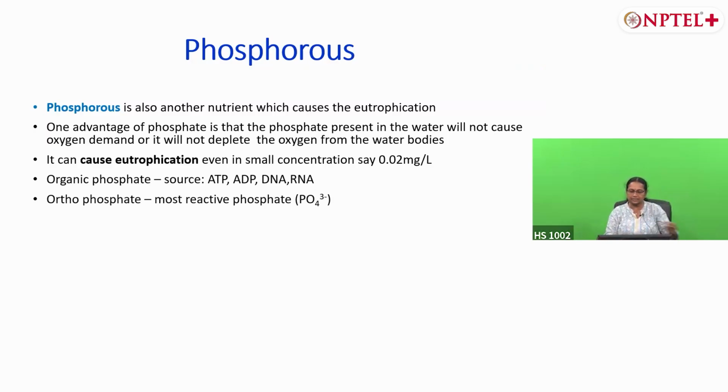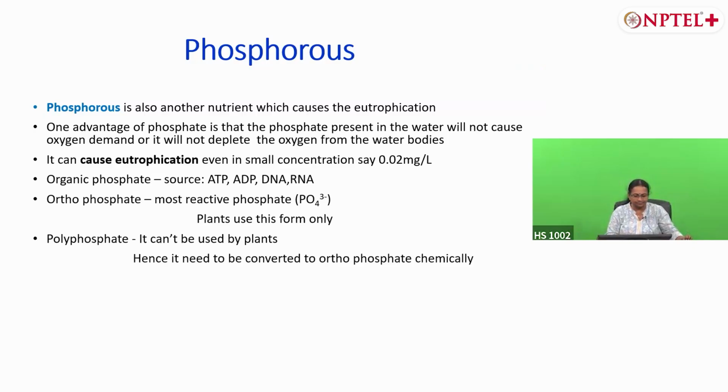And orthophosphate is the most reactive phosphate. Okay, PO4, this one. Plants use this form only. Okay, and polyphosphate cannot be used by plants. Hence it needs to be converted to orthophosphate chemically.